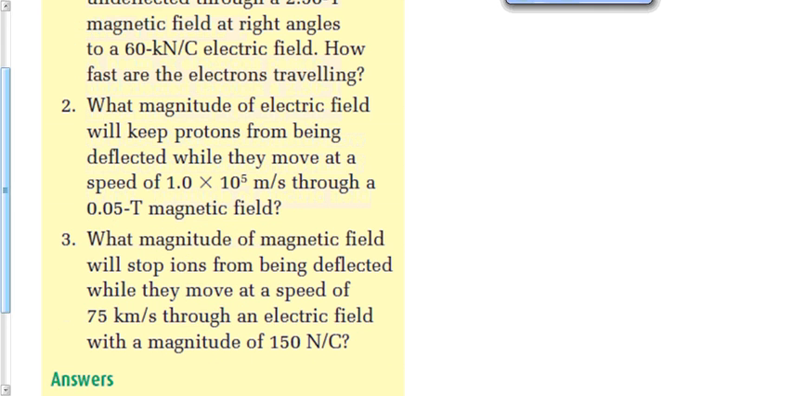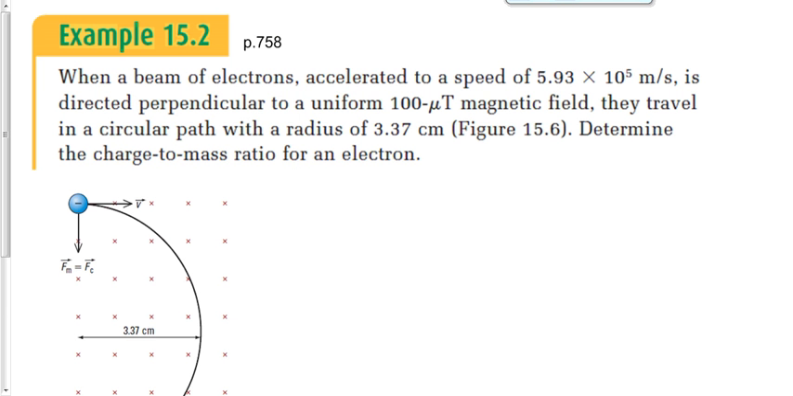All right, let's have a look at one more example then. Look at the picture, this one looks a little bit more complicated. Page 758, it says, when a beam of electrons accelerated to a speed of 5.93 times 10 to the 5 meters per second, directed perpendicular to a magnetic field of this value, I'm going to circle that because it's strange units, they travel on a circular path with this radius. What's the charge to mass ratio for the electron?